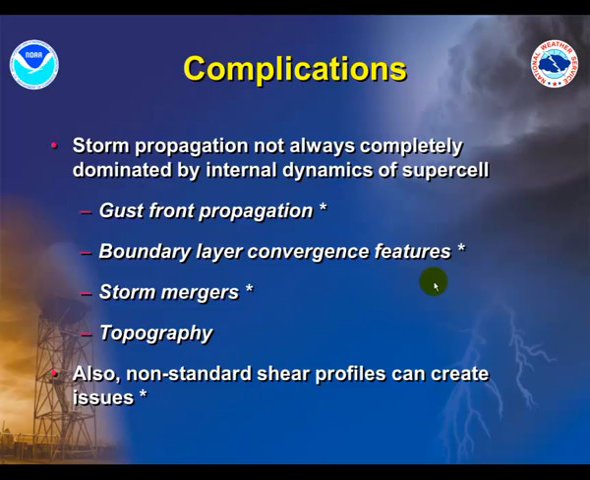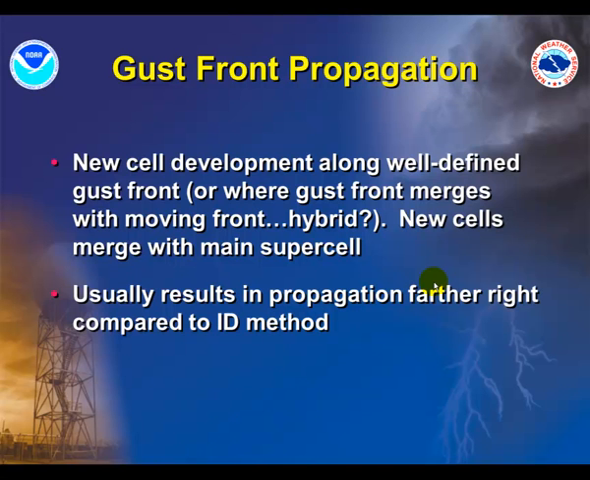Now, storm propagation is not always completely dominated by internal dynamics, as we know. There's gust front propagation, we have boundary layer convergence features or pre-existing boundaries that the storms interact with. Different types of storm mergers, even in the warm sector. Topography can affect it. And also, I'm going to look at some non-standard shear profiles that can create issues. So the ones that have stars next to them are examples I'm going to show.